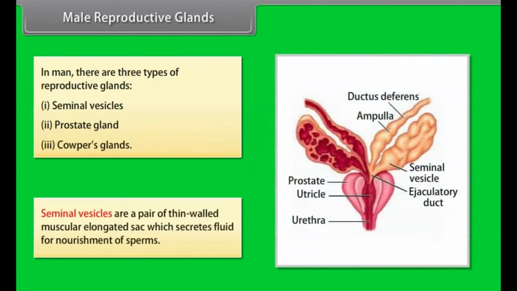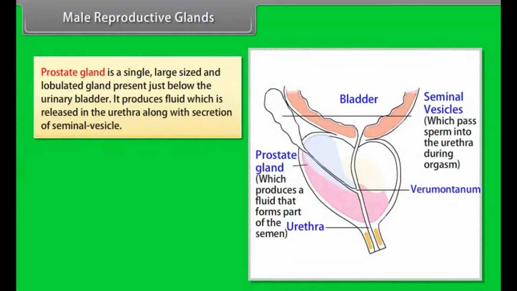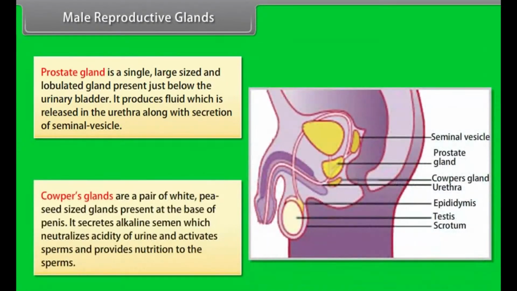Seminal vesicles are a pair of thin-walled muscular elongated sacs which secrete fluid for nourishment of sperms. Prostate gland is a single, large-sized and lobulated gland present just below the urinary bladder. It produces fluid which is released in the urethra along with secretion of seminal vesicle. Cowper's glands are a pair of white, pea-seed-sized glands present at the base of penis. They secrete alkaline semen, which neutralizes acidity of urine and activates sperms and provides nutrition to the sperms.